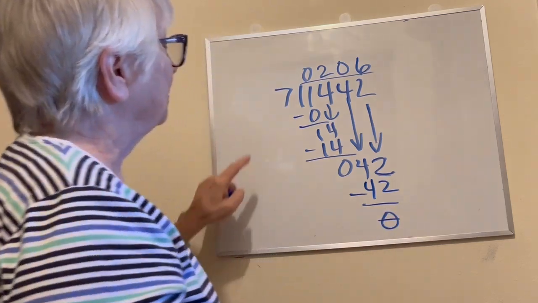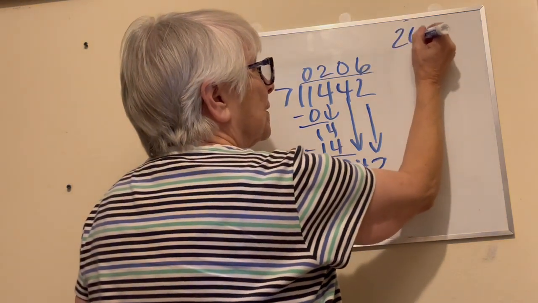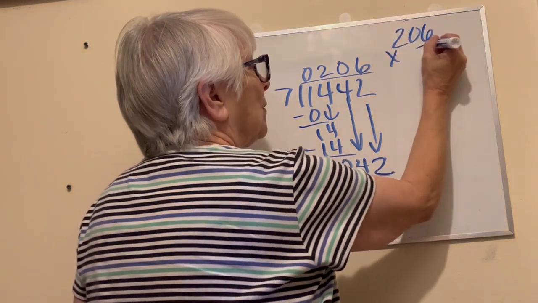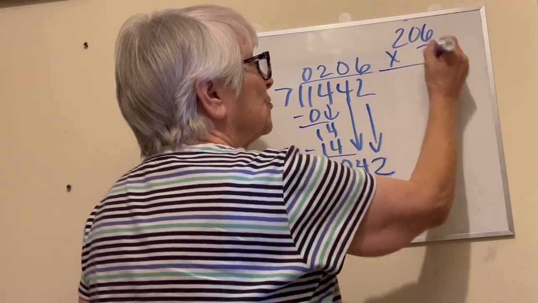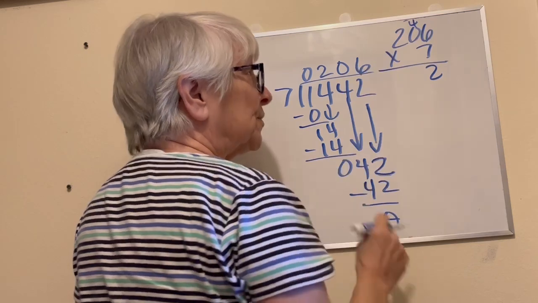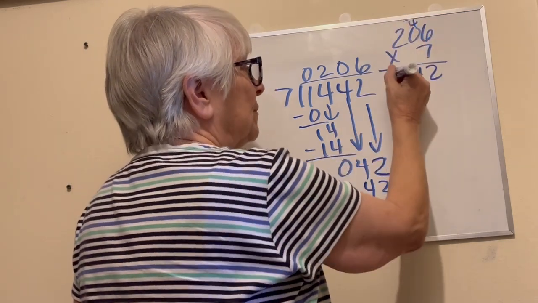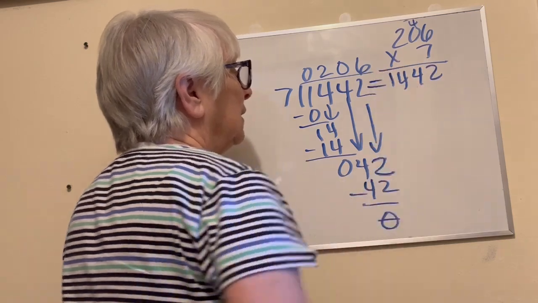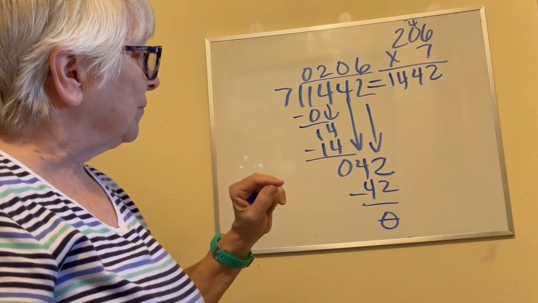No remainder. Now I'm going to take 206 and multiply by 7. 7 times 6 is 42, carry the 4. 7 times 0 is 0, plus 4 is 4, and 7 times 2 is 14, and they're equal. So that's the correct answer.